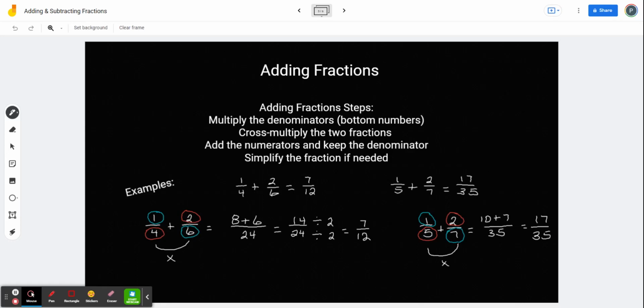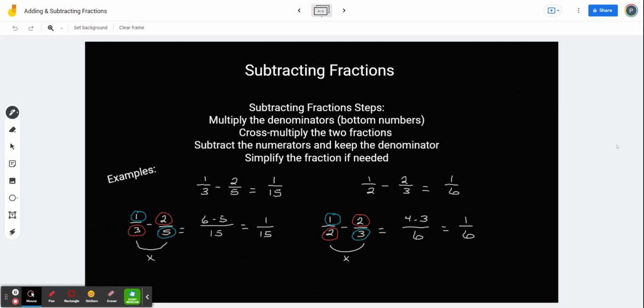Next problem, 1/5 plus 2/7 equals 17 over 35. First step is to multiply the denominators. 5 times 7 equals 35. Cross multiply the two fractions. 5 times 2 equals 10. 1 times 7 equals 7. Add the numerators and keep the denominator. 10 plus 7 equals 17. The denominator is 35.